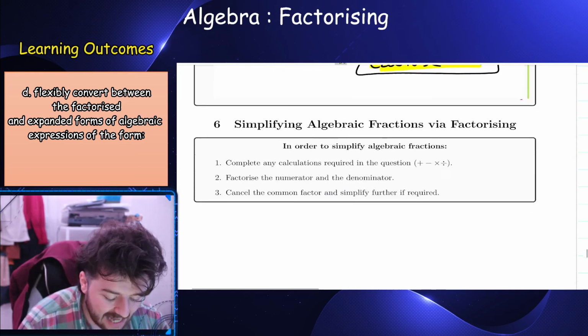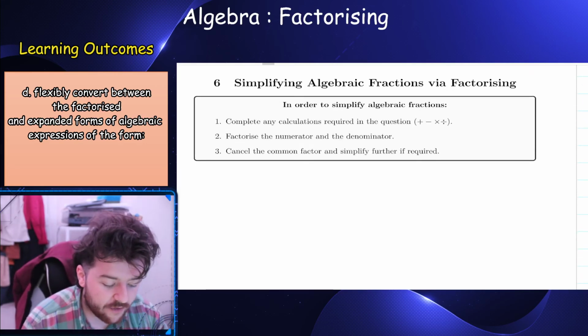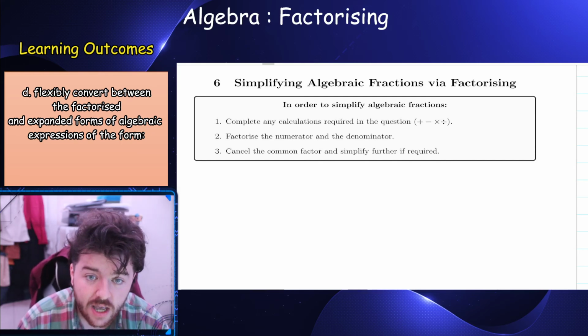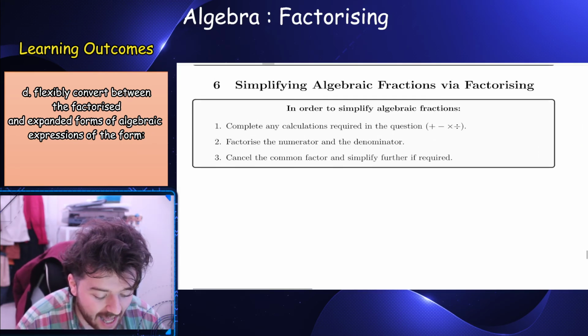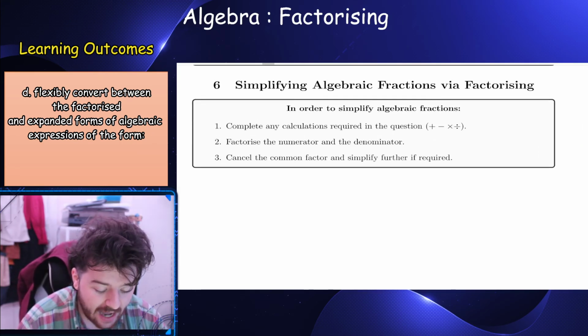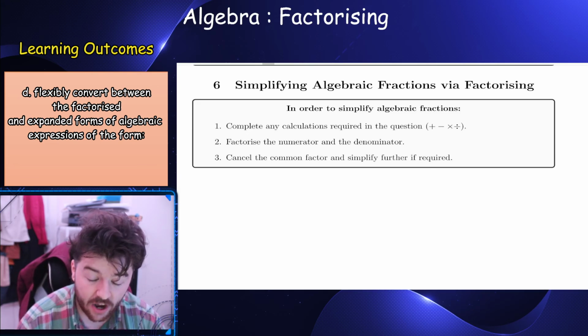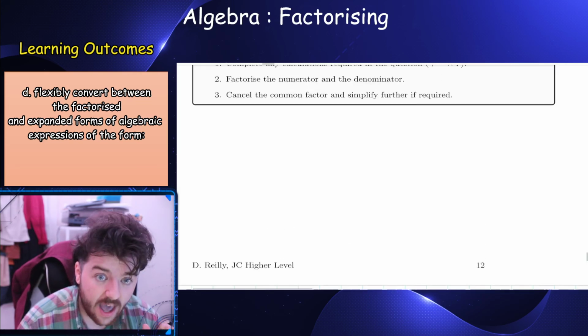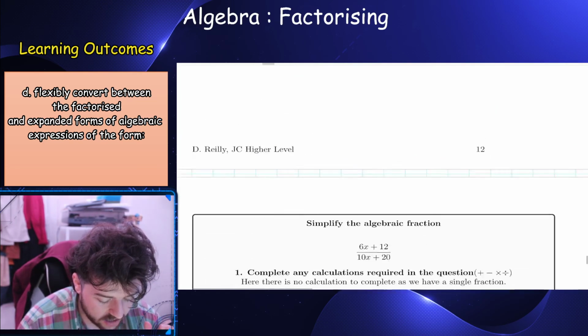Then finally, the last thing here, simplifying algebraic fractions via factorizing. So in order to simplify algebraic fractions, we need to first complete any calculations required in the question, 2, factorize fully the numerator and denominator, and step 3, cancel out common factors and simplify further if required, right?